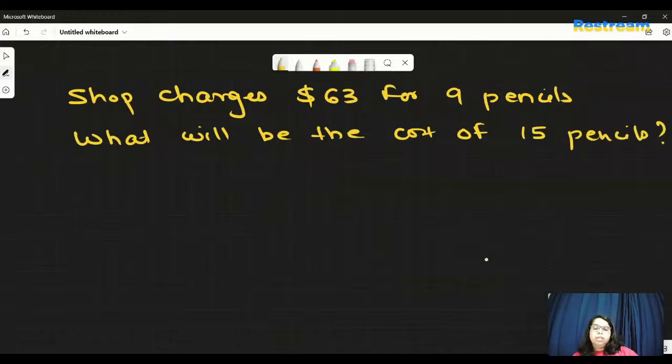Okay, so now here we are going to use the unitary method. Unitary method means that we are going to see what is the total given for how many objects, and then we find the value of one object, and then we find out the value of the objects asked. So here it's $63 for 9 pencils, and they have asked what is the cost of 15 pencils.